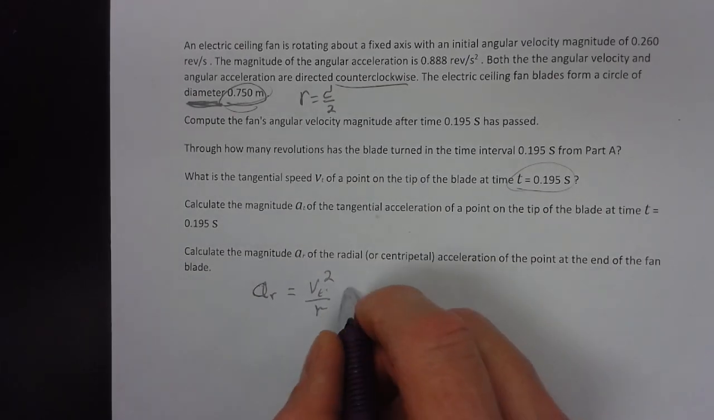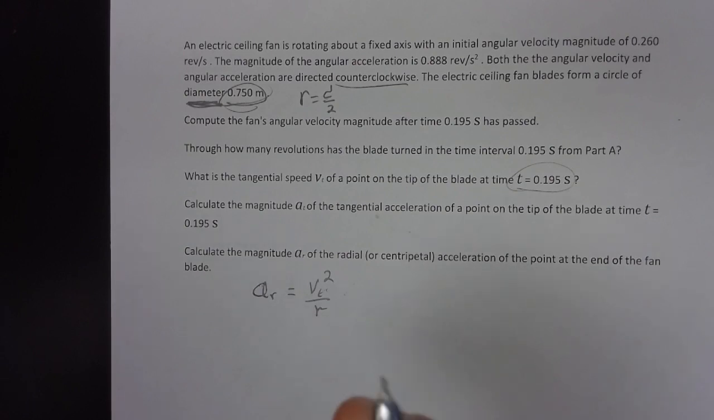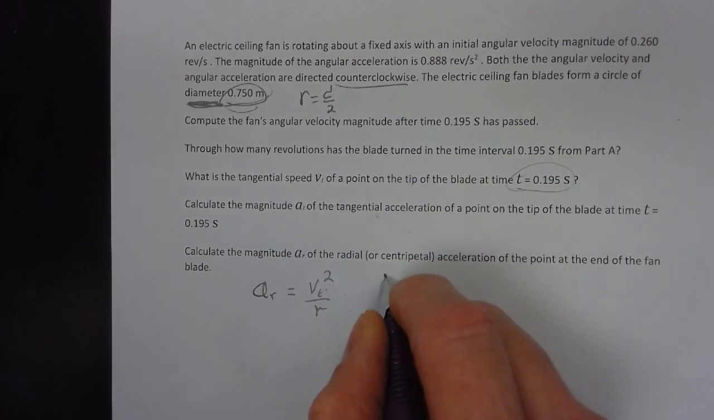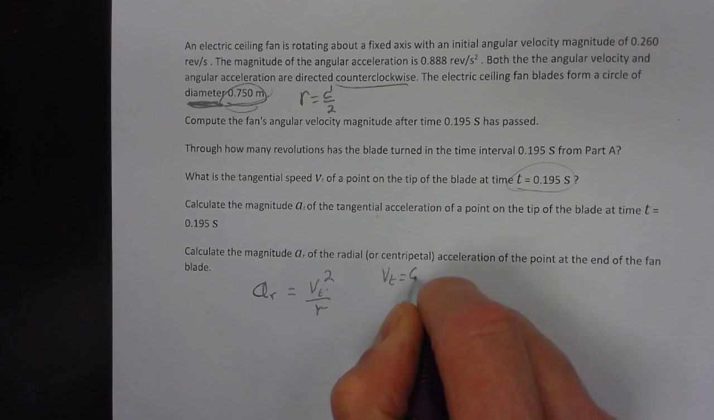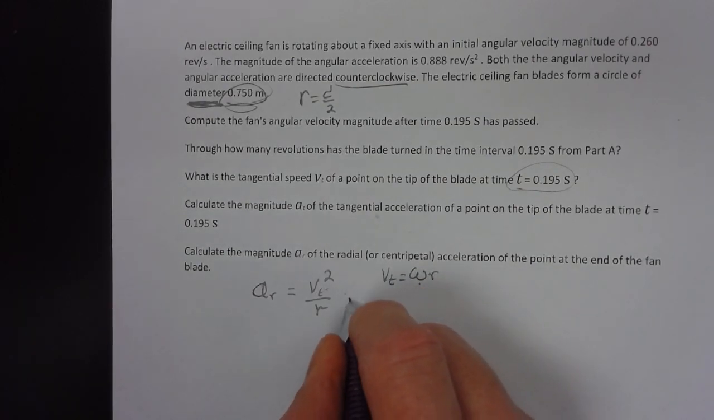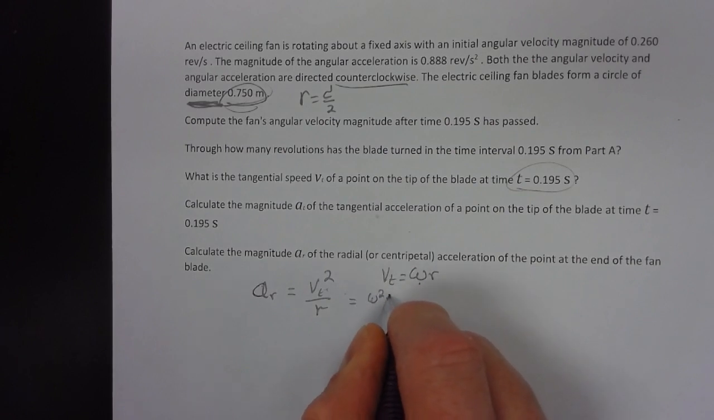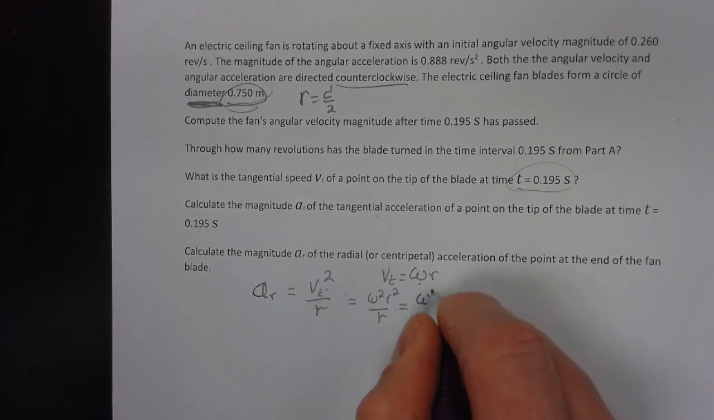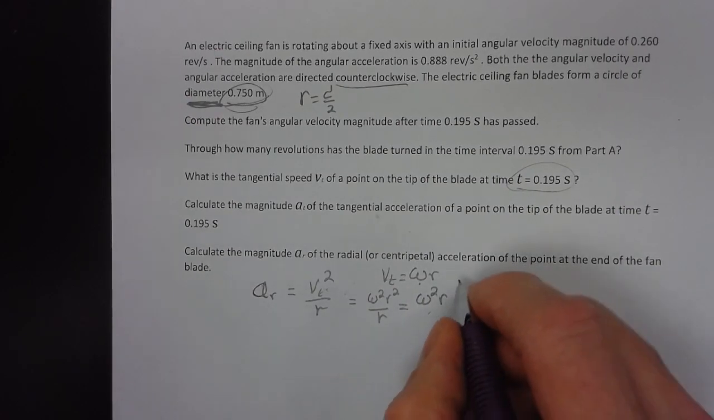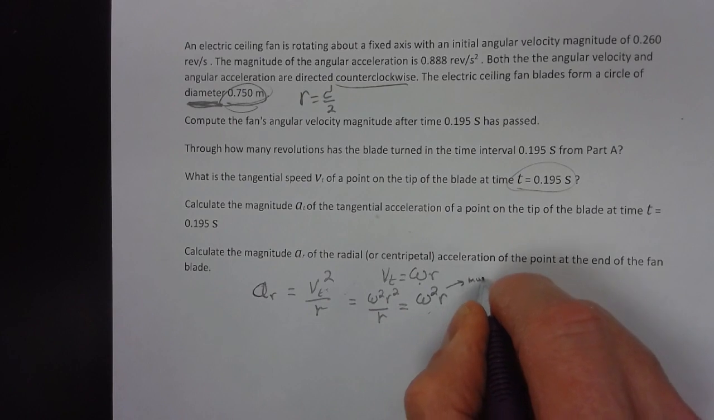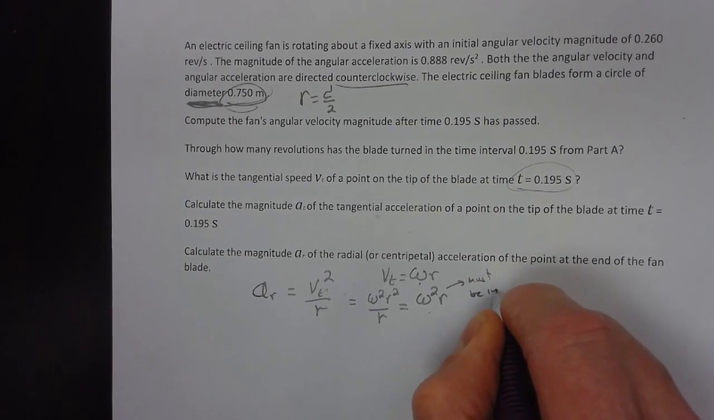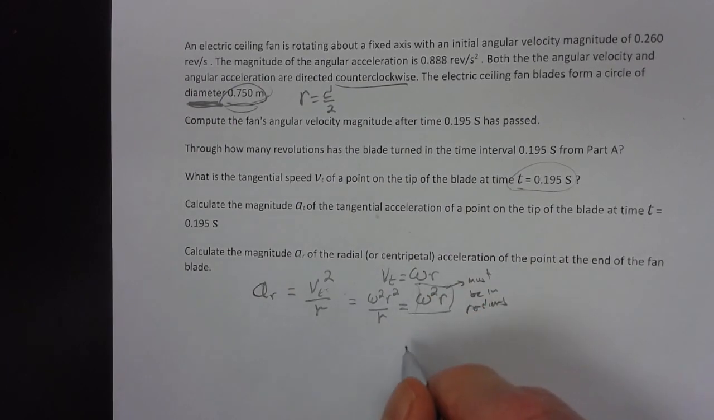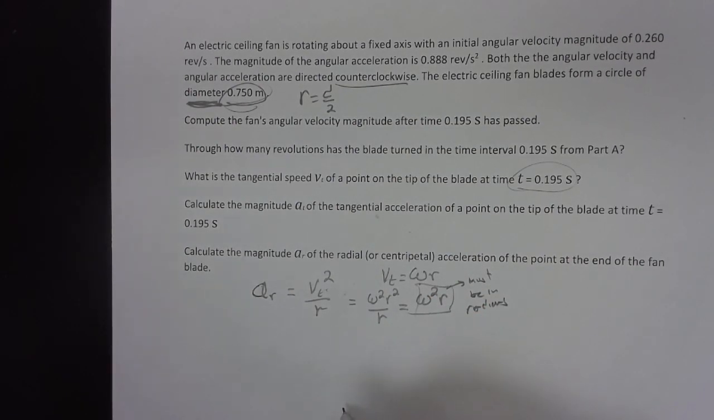We could also do it if it's in radians, right? We know that velocity tangential is equal to omega r if omega is in radians. So this actually could also be omega squared r squared over r, which reduces to omega squared r. But that's got to be in radians. So that's a new equation for you.